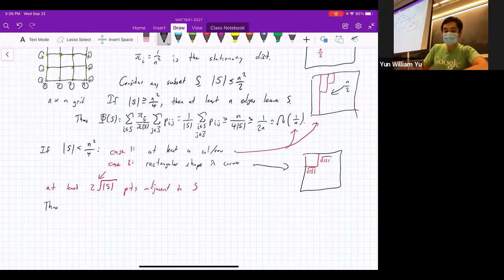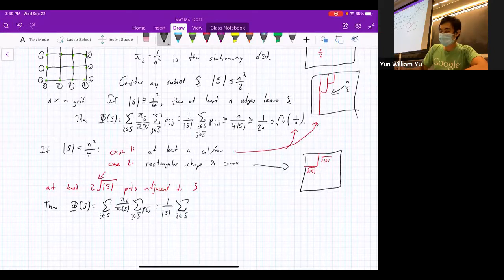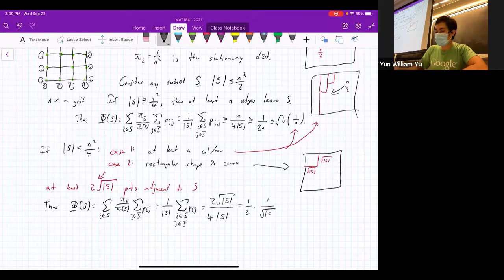So once we do that, we do the same kind of argument again. What's phi of S? That's the sum over i in S of pi i over pi of S, which is just going to be 1 over the number of nodes in S, times the sum over j in S bar of pij. That's just 1 over the absolute value of S times this double sum. But this double sum is again just counting edges divided by 4. And there are at least 2 square root of the cardinality of S edges. And so this is equal to 2 times the square root of the cardinality of S divided by 4 times the cardinality of S, which is equal to 1/2 times 1 divided by the square root of the cardinality of S, which is greater than or equal to 1/2 times 2 over n, which is equal to 1 over n. And 1 over n is clearly omega of 1 over n.